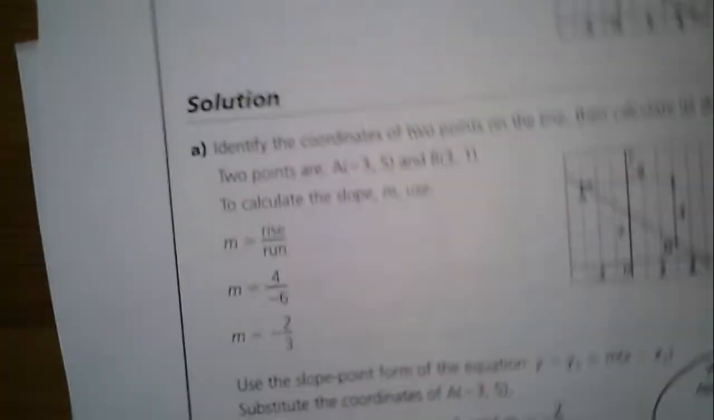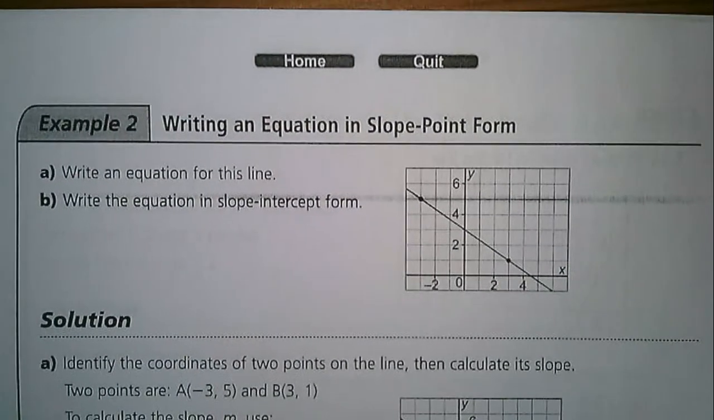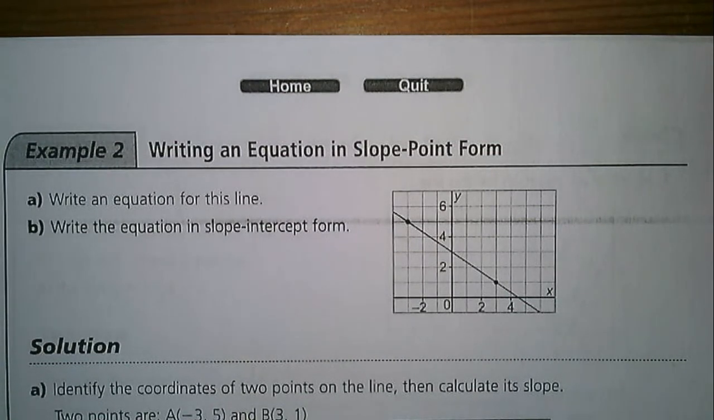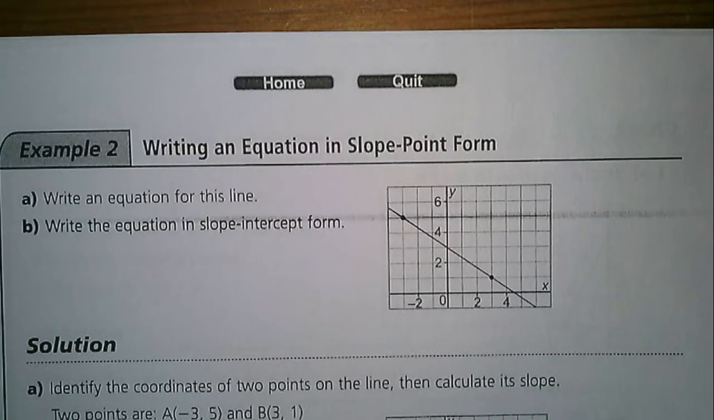So for the next example at the top of page 343, they ask us to write an equation for this line and then write the equation in slope-intercept form. Okay, so let's start by writing the equation of the line in slope-point form. First thing I need to do is figure out what the slope is. So let's take a look.